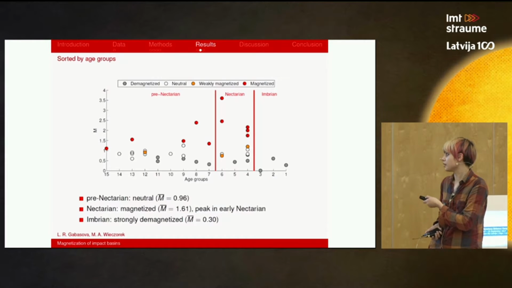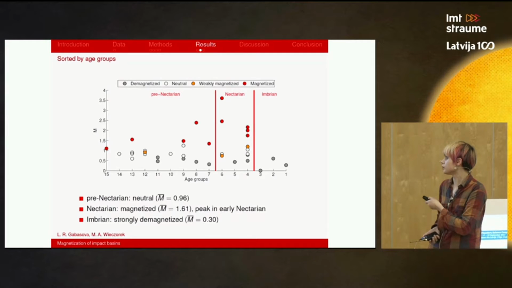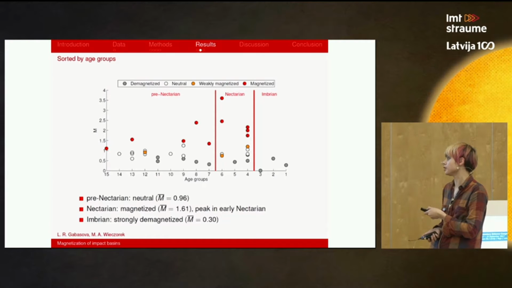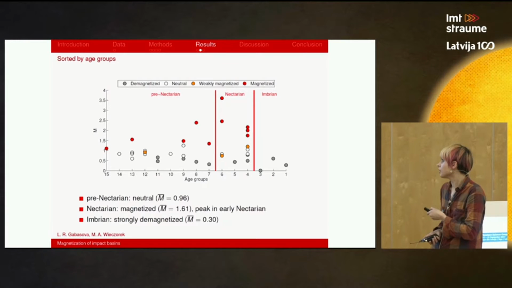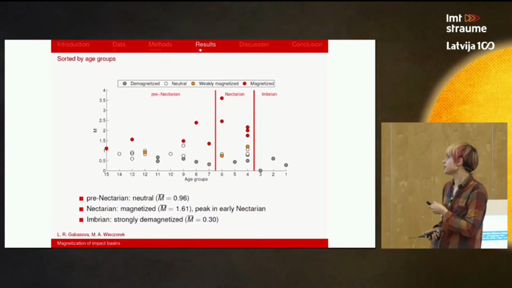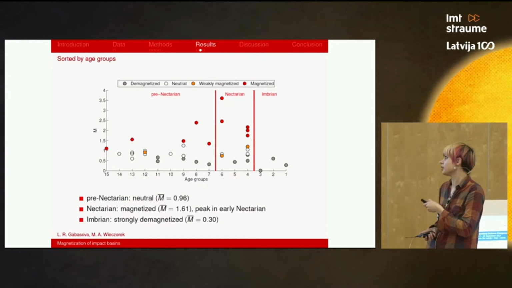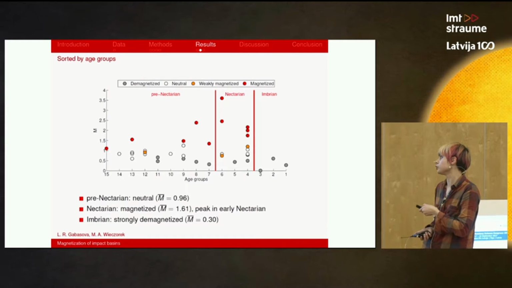So we can see that here in the pre-Nectarian we have sort of an overall neutral magnetic signature on these basins, with some magnetization, especially in the late pre-Nectarian. And then we have mostly magnetized basins in the Nectarian, peaking in the early Nectarian there, that's age group 6. And then Imbrian basins are all quite strongly demagnetized. We have here average M values for these groups.